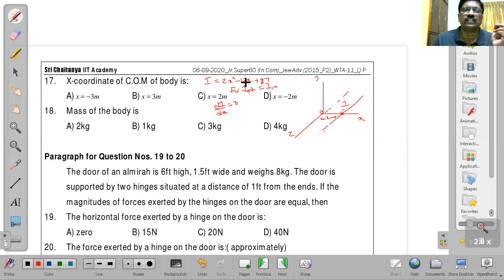So when you differentiate this one and simplify them, you will get x. You differentiate them and make them equal to 0, then you will get x is equal to 3. So x equal to 3 is correct. So this is the answer.